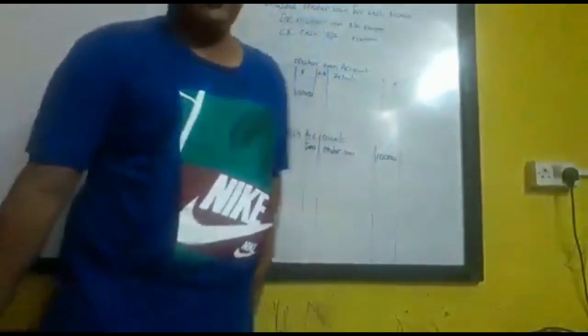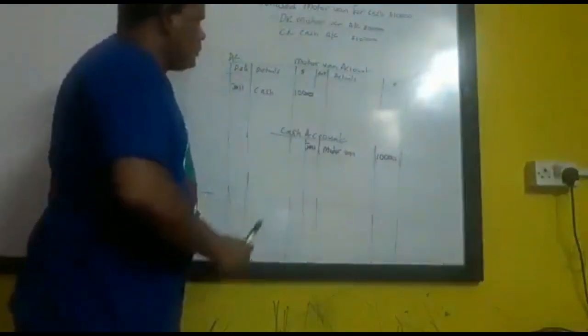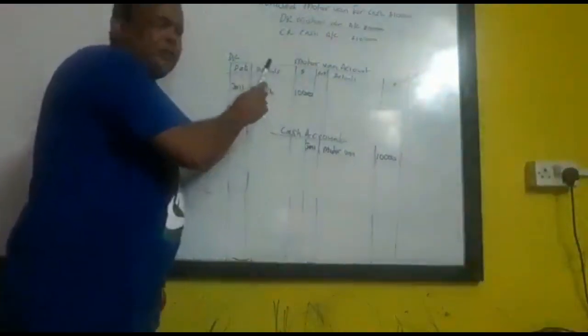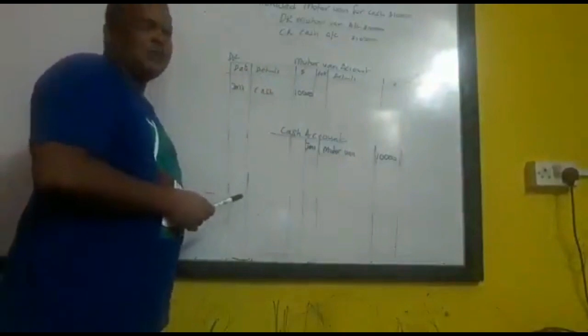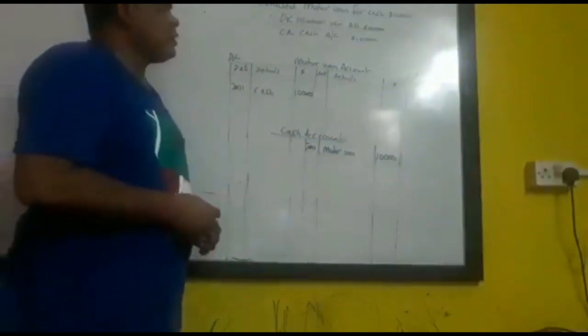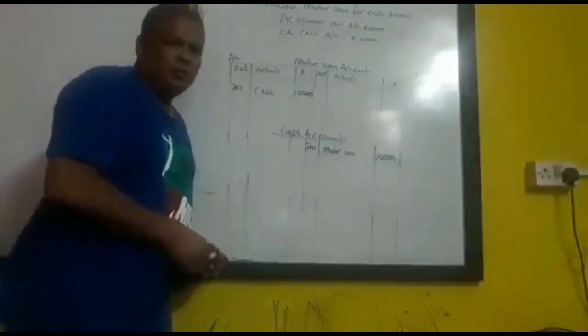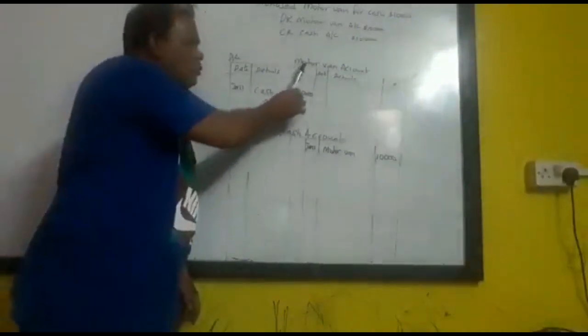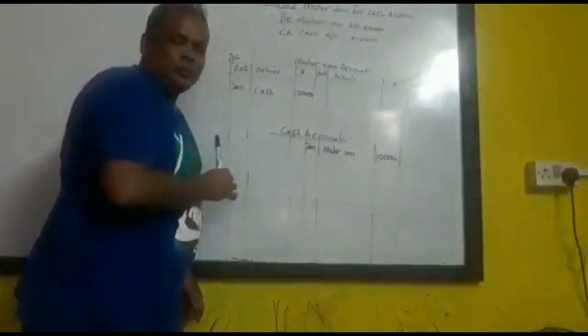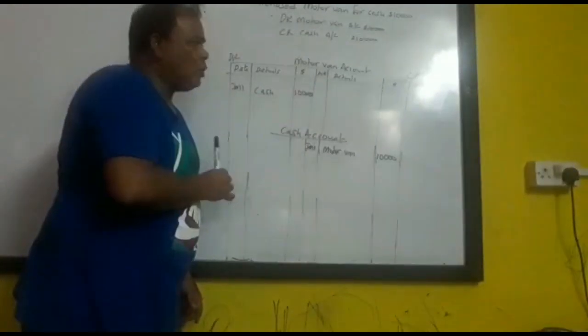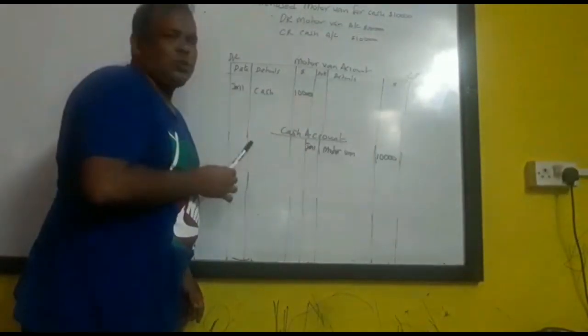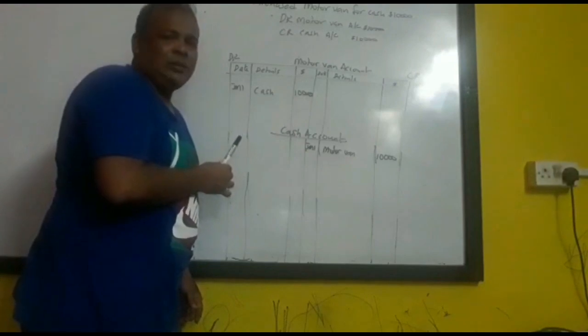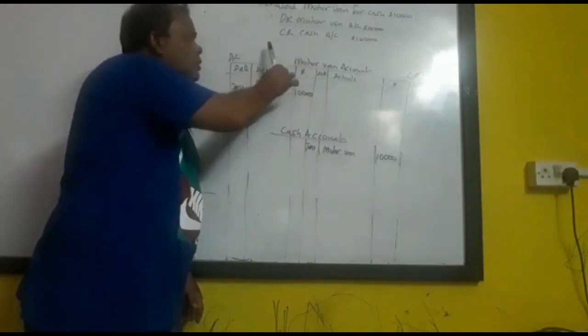So now, let us see an example of a ledger. Purchase motor van for cash $10,000. In this case, we have to open two accounts, the motor van account and the cash account. For the motor van account, we say purchase motor van: debit motor van and credit cash.